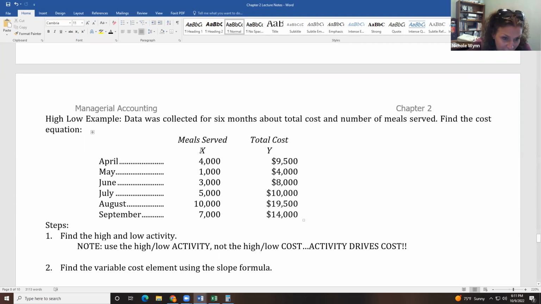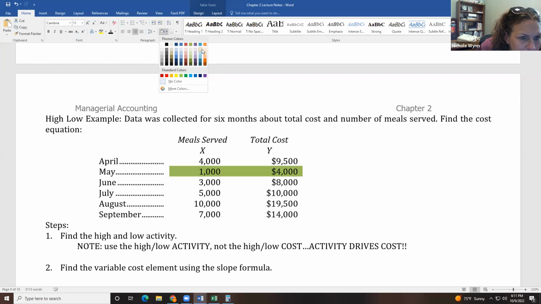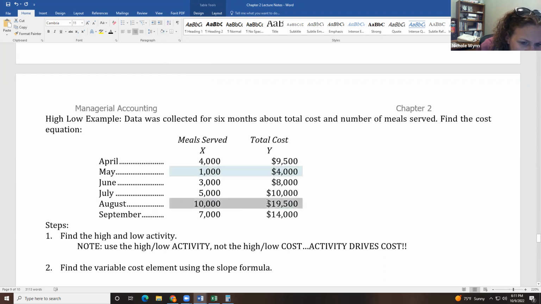So the X, because activity drives cost. Whatever number of meals you have creates the cost. So more meals, more cost, less meals, less cost. But what I see is this is apparently the lowest month. May, we only had 1,000 meals. So this is the lowest. So make a big circle around the whole thing. Circle the 1,000 and the 4,000, and then circle the 10,000 and 19,500. So this one is your lowest and this one is your highest.